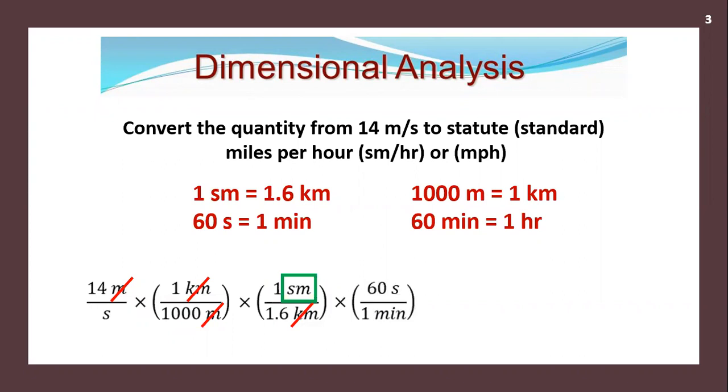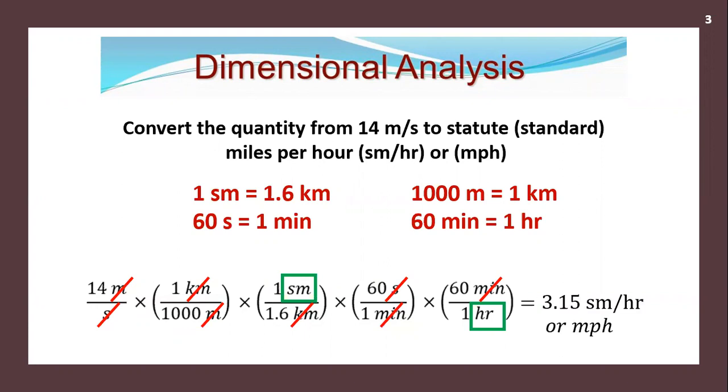Now, let's convert seconds by using the ratio of 60 seconds per minute and then cross-cancel seconds. Finally, if we multiply by the ratio of 60 minutes per hour and cross-cancel, this will result in hours remaining in the denominator, again, which is the proper format of your final answer. Now, if you multiply all values across the top and then divide by the product at the bottom, your final answer will be in the units of statute miles per hour, or miles per hour.